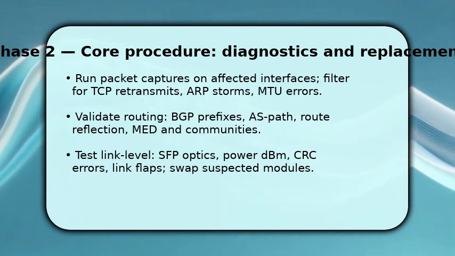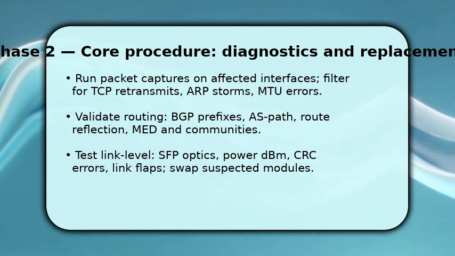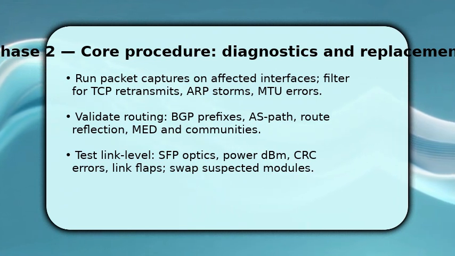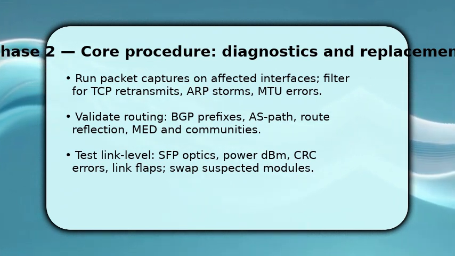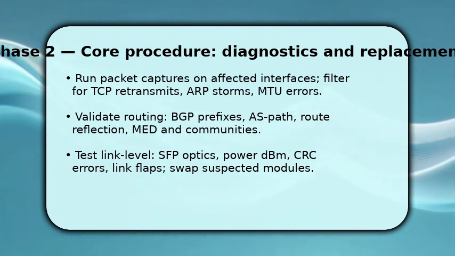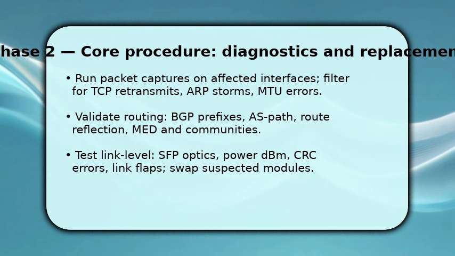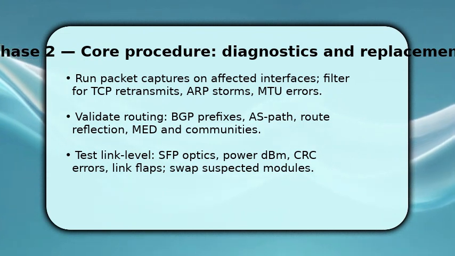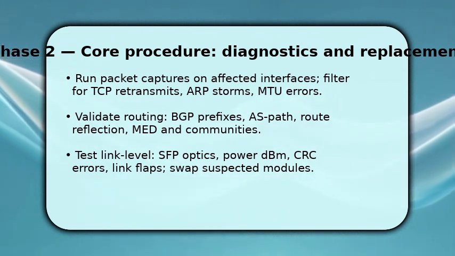Check BGP prefixes, AS paths, route reflection behavior, and MED or community policies that might shift traffic. Then test link-level health. Inspect SFP optics, power in dBm, CRC error counters, and link flaps. And, if necessary, swap suspected modules to isolate hardware.